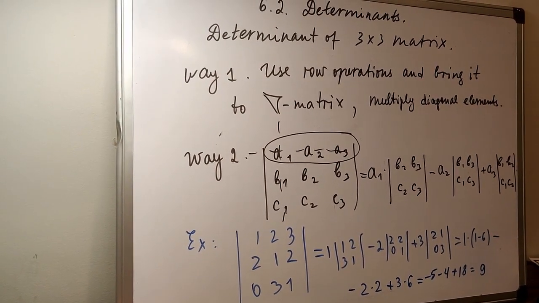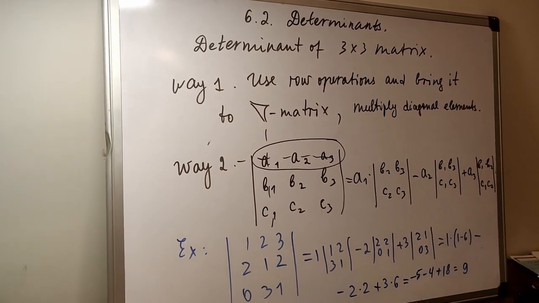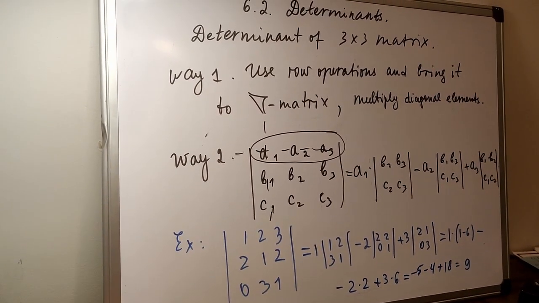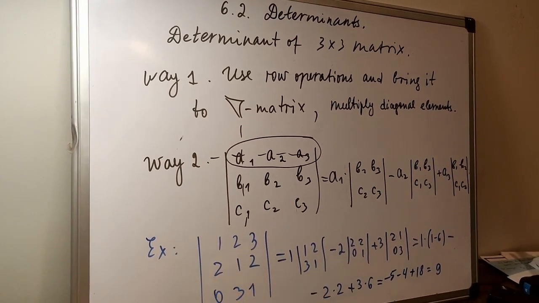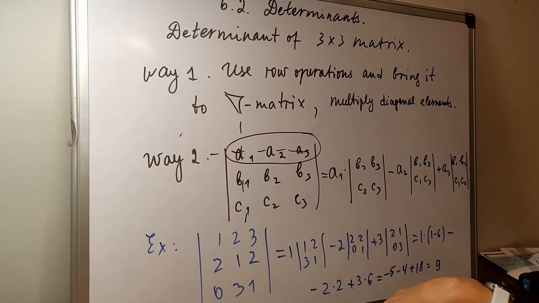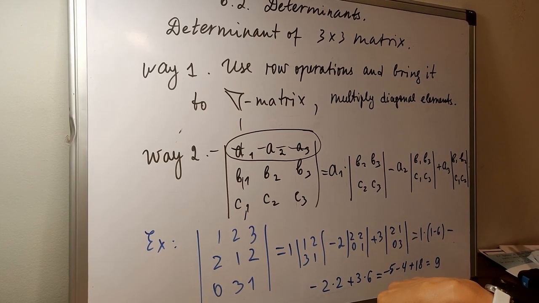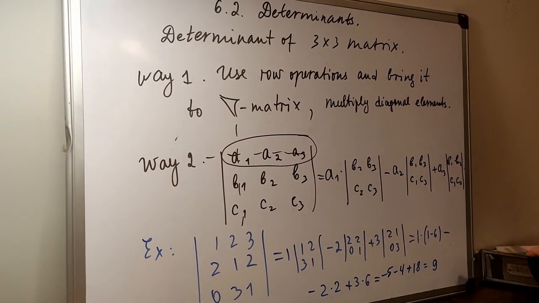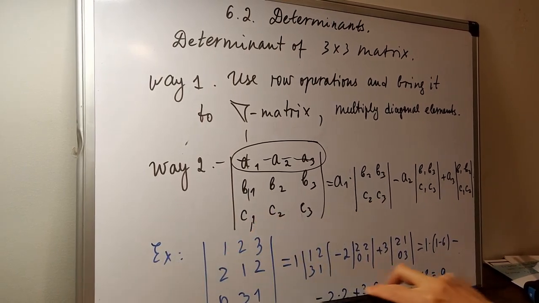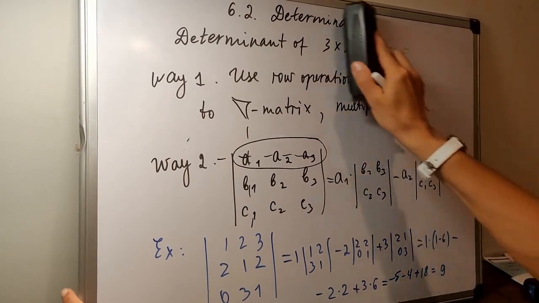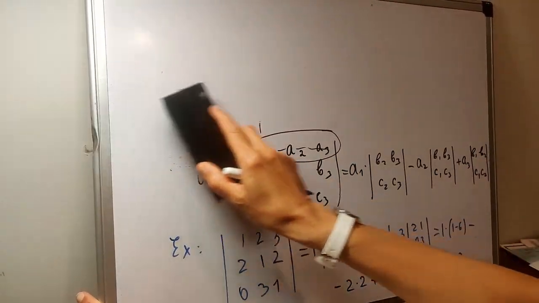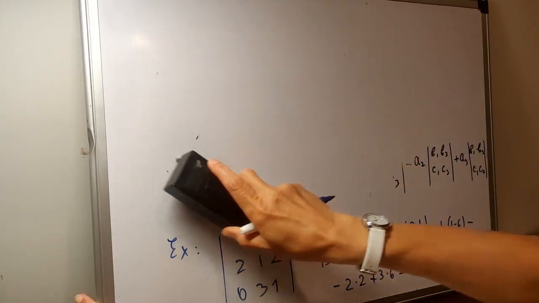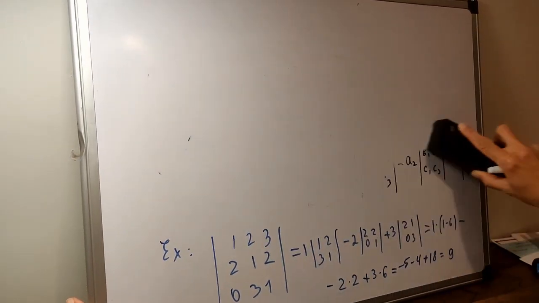What I'm going to do now, guys, is use row operations and try to bring it to diagonal form. It's not going to be too hard because there are just two numbers distracting me from this. And I'll show you that the answer is going to be the very same. So I'm going to keep this solution and answer on the board, and erase something from the top. It's not necessary to do both ways if you are calculating the determinant of a 3 by 3 matrix.